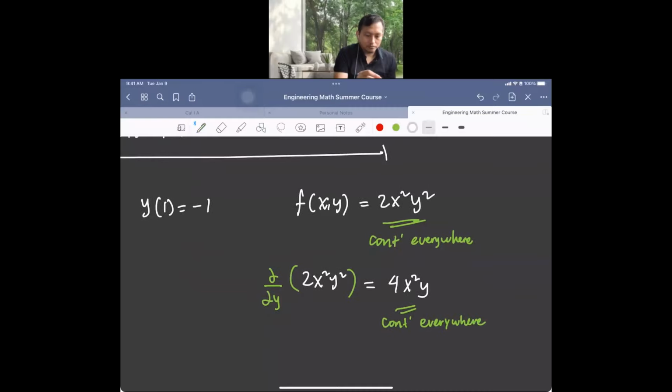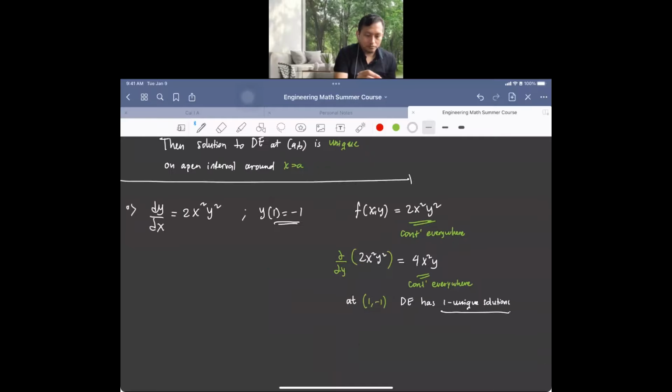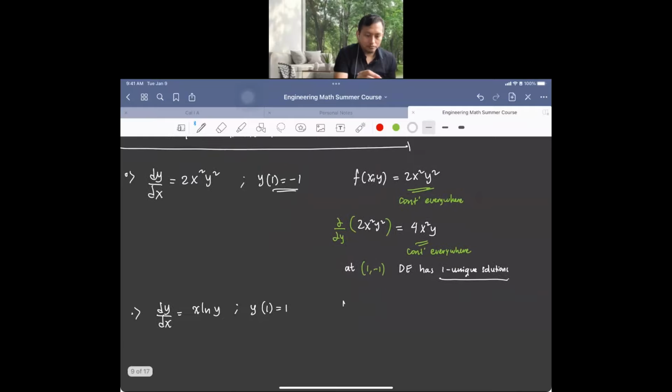And we say that at this point here, at 1, negative 1, the DE has one unique solution. Okay, let me give you more. So this is the initial value, and we have x and y.